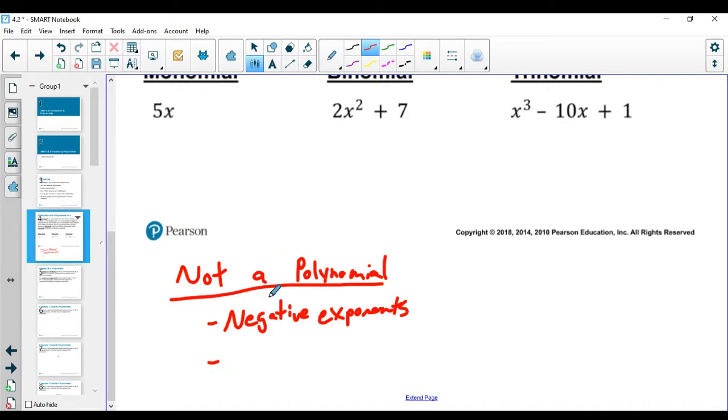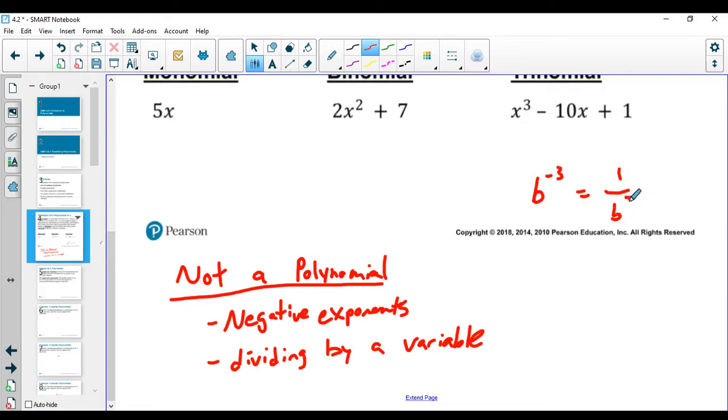Negative exponents also mean dividing by a variable, right? If you have b to the negative 3, that means 1 over b to the third. So these are really the same thing. If you have a negative exponent, you're dividing by a variable. You can't do it.